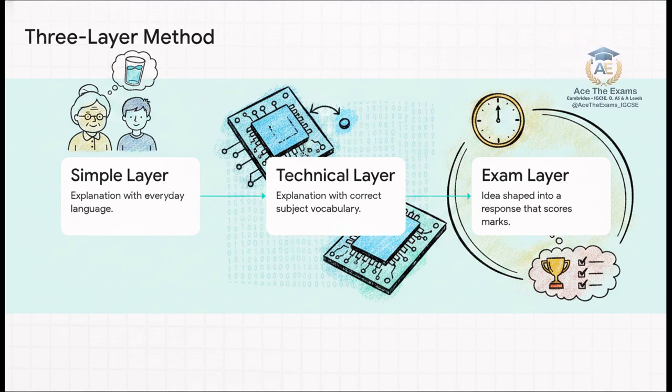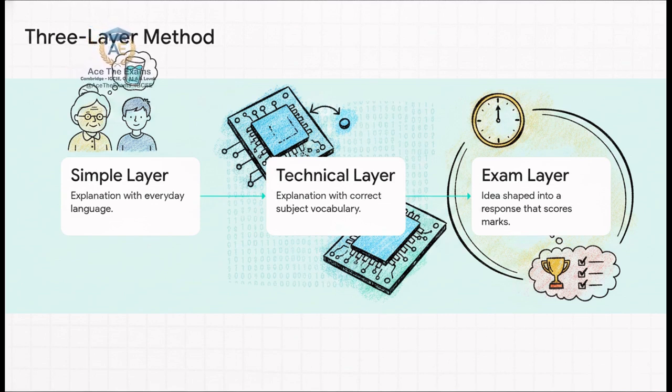Third comes the exam explanation. This is the hardest part, and it's where students like Sam fail. This is where the idea is shaped into a high-scoring response under brutal time pressure. Students constantly fall into the trap of thinking they are totally ready for the exam just because they've mastered layer 1 or layer 2. But the exam hall demands layer 3.